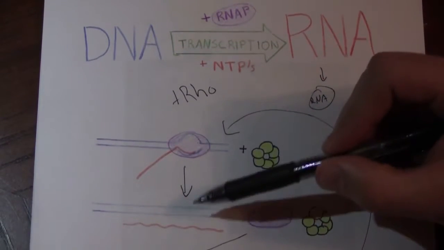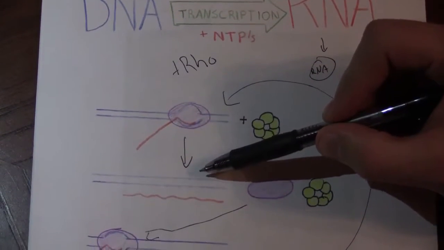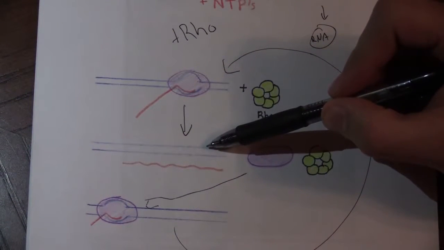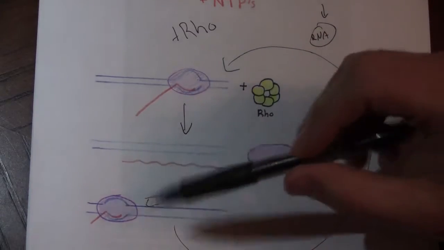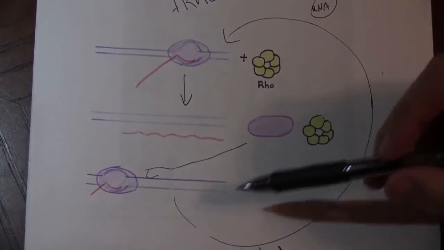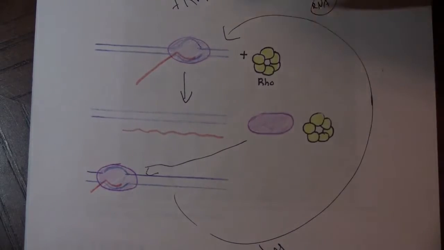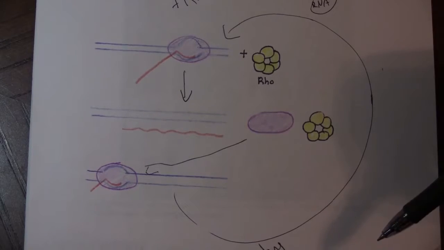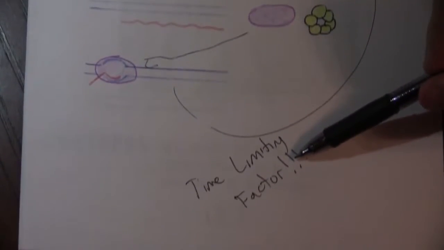When termination occurs, RNAP and our nascent transcript separate from the DNA template. RNAP must then reinitiate again with the DNA, which is a time-consuming event in this cyclical process. Thus, net transcription decreases. Initiation is our time-limiting factor.